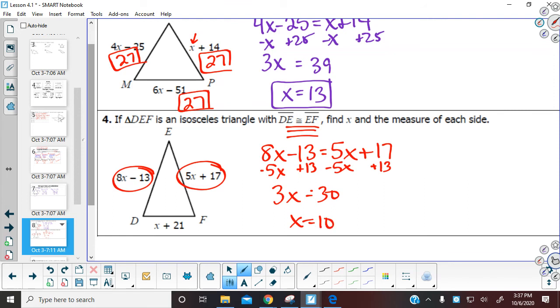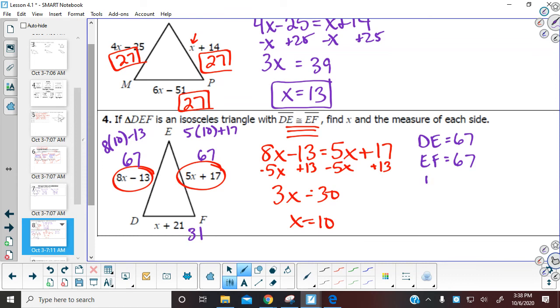Now, when I plug it in, because again it asks us to find the measure of each side, I get 8 times 10 minus 13. That gives us 67. When we do 5 times 10 plus 17, that gives us 67. This is a check that we're good so far. When we plug in the x there, we get 31. So to write it out nice and clean, DE is equal to 67, EF is equal to 67, and DF is equal to 31.